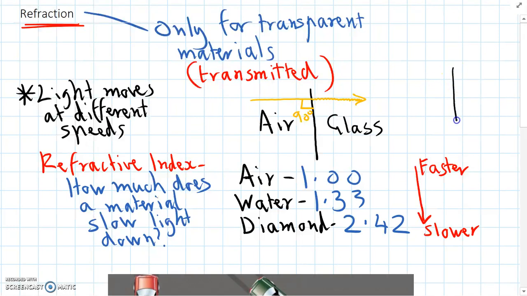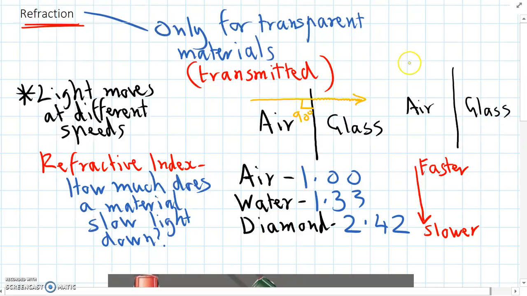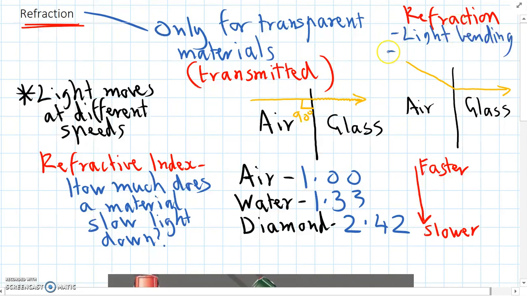But if we have another example with air and glass again, if the light comes in on an angle, what actually happens is the light ray bends as it slows down through the glass. And this is what refraction is. So refraction is light bending as it crosses the boundary between materials. Light bending as it's transmitted.